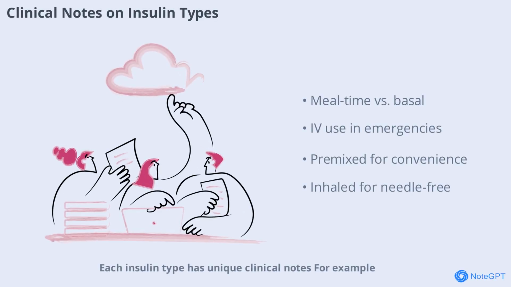Each insulin type has unique clinical notes. For example, rapid-acting insulins are best for mealtime glucose spikes, while long-acting insulins are used for basal control. Some insulins, like regular, can be given intravenously in emergencies. Premixed insulins are convenient for fixed meal schedules, and inhaled insulin offers an alternative for those who dislike injections. These distinctions guide clinicians in selecting the most appropriate insulin regimen.